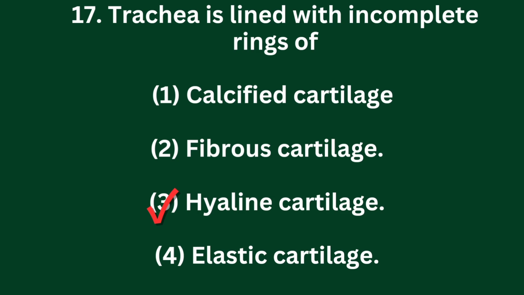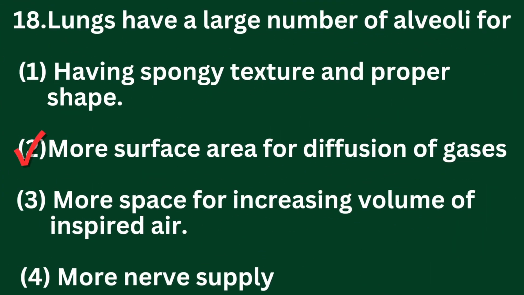Trachea is lined with incomplete rings of: 1. Calcified cartilage, 2. Fibrous cartilage, 3. Hyaline cartilage, 4. Elastic cartilage.